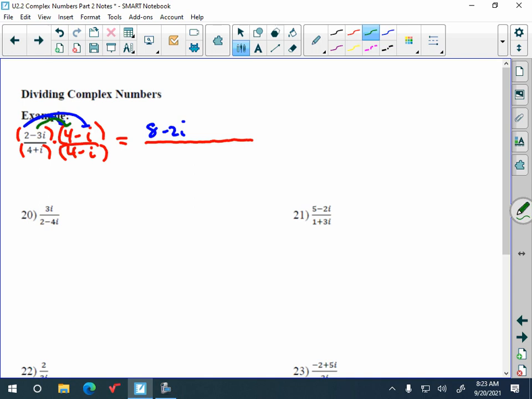Negative 3i times 4 is negative 12i. Negative 3i times negative i is positive 3i squared. We'll simplify that in a minute. Let's go ahead and multiply the bottom now. Now, if you get good with this conjugate stuff, you'll see the denominator is going to go pretty quick as far as multiplying.